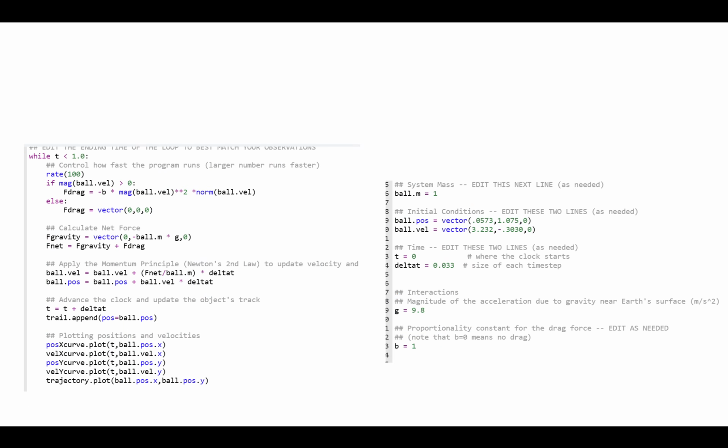And this is my GlowScript code. For drag, for the first model, I set drag to 0 so it wouldn't calculate that. But once we had to calculate drag, I put 1. For net force, just gravity, ball mass times gravity, negative, and net force equals net force of gravity plus net force of drag. And here is our velocity update formula and position update formula.